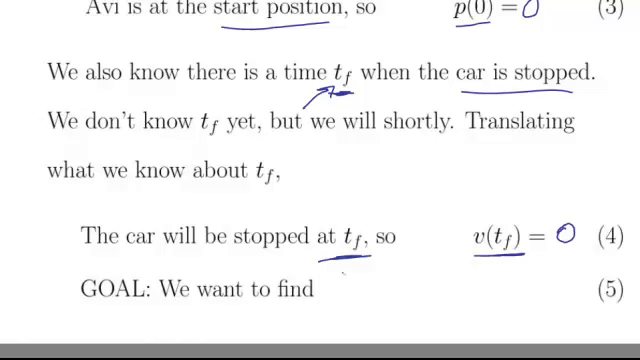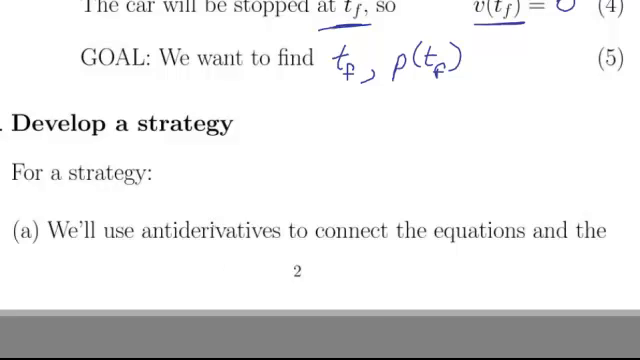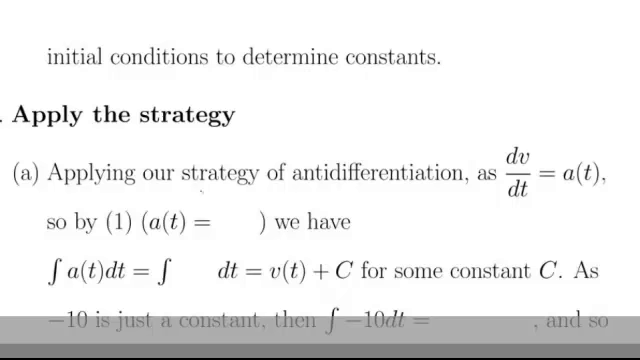What is it that we're trying to find? We want to find two things. One, we want to find TF, or how long it takes till the car is stopped, and then the next one, which is we want to find how far we've gone. So p is our distance, so p of TF, that's going to tell us how far we've gone. Alright, now our strategy is we're going to use antiderivatives to connect these things together, as well as our initial conditions to determine the constants.